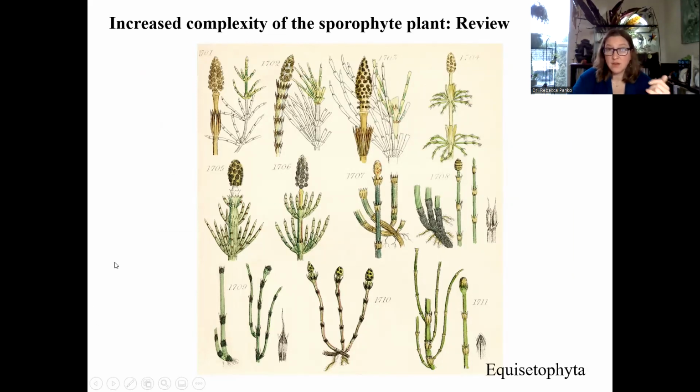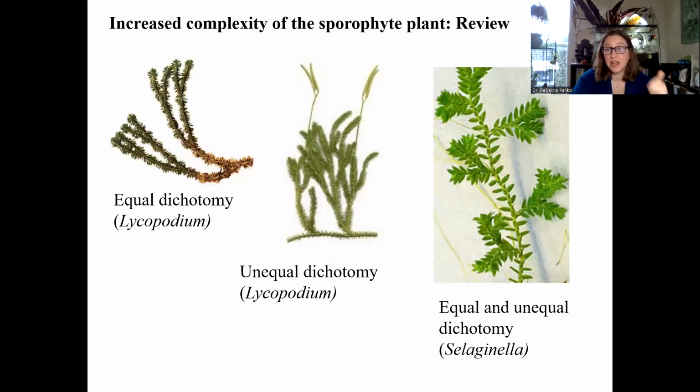Another way that the sporophyte plant gets more complex is how many sporangia are able to be held on a plant individual. So I showed you in the previous slides that those very early vascular plants only had sporangia located at the tips. Later, we see the sporangia being able to be on the sides of the plant. In Lycopodium and Selaginella, sporangia are on leaves, which allows you to have way more sporangia than if it was just the tips.